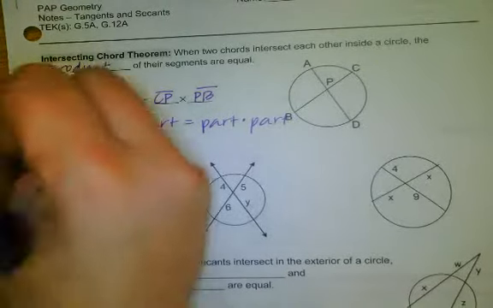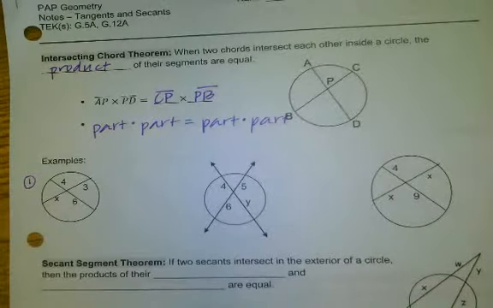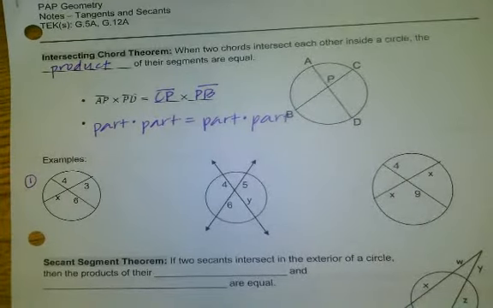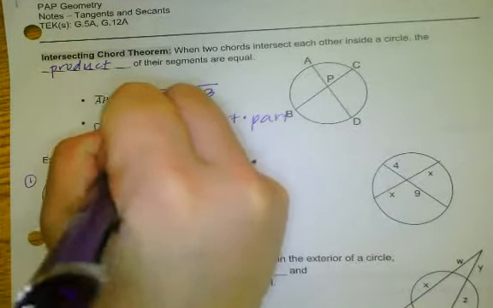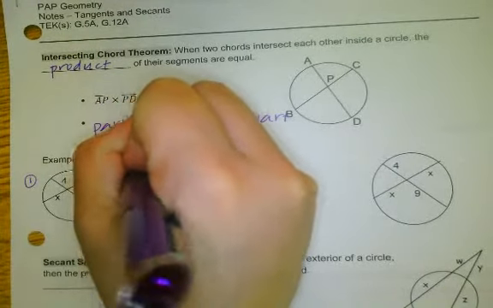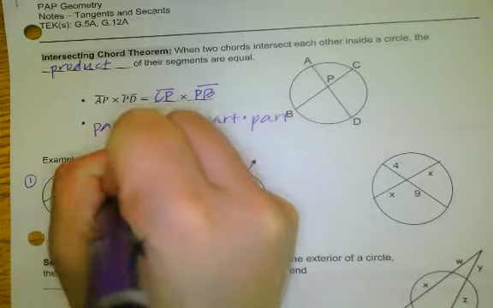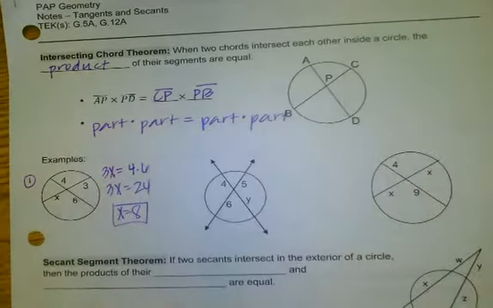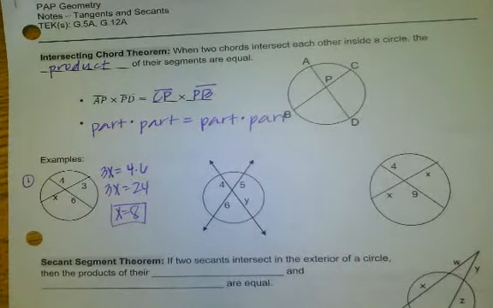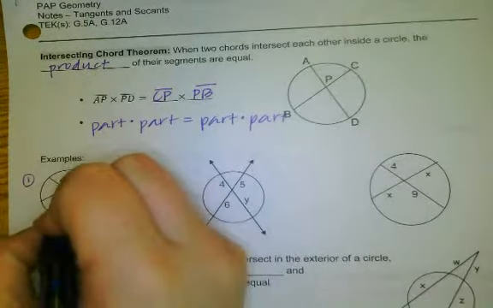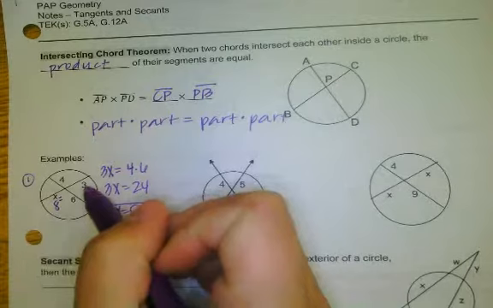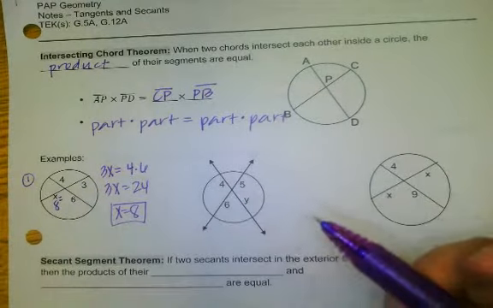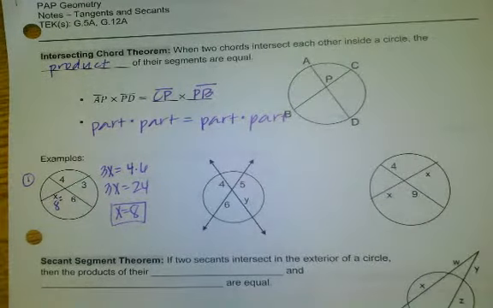For example 1, I'll just number them. Example 1, how do I figure out x? 3x equals 24, or 4 times 6. So 3x equals 24, x equals 8. Okay, remember that their lengths aren't necessarily equal. The product of their segments are equal. Because notice when I plug in 8, 8 plus 3 is 11, 6 plus 4 is 10. Okay, so their chords aren't necessarily equal, just the product of the segments are.